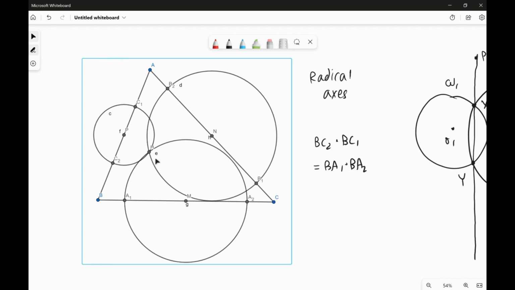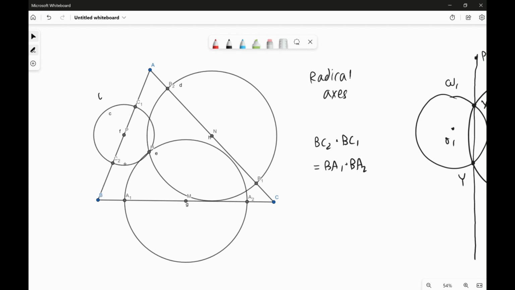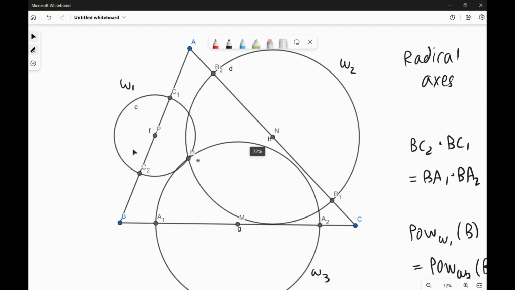Well, what does this mean in terms of the two circles? BC2 times BC1 is equal to BA1 times BA2, but this is just the power of B with respect to these circles, suppose omega 1, omega 2, and omega 3. However, we want to then prove that the power of B with respect to omega 1 is equal to the power of B with respect to omega 3 as well. So in other words, we want to prove that B lies on the radical axis of these.